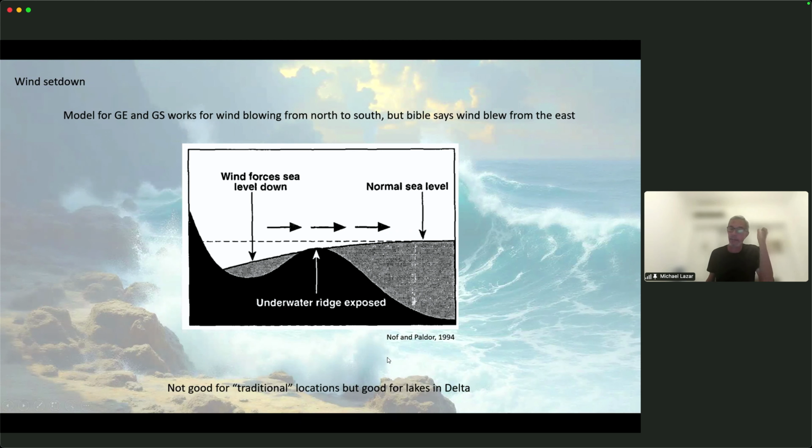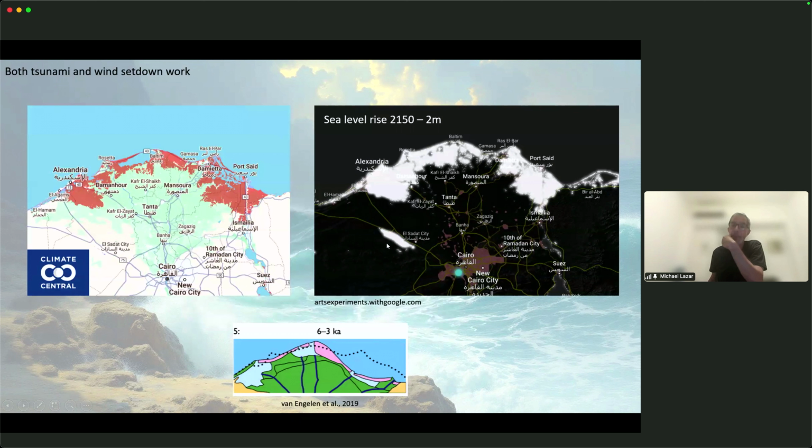This was modeled by Nof and Paldor in the 1990s for the Gulf of Eilat and the Gulf of Suez. They showed that such a wind setdown could only develop from a north-south blowing wind, but the Bible specifically says that the wind blew from the east. So it's not good for the traditional locations, but it is good for the lakes in the delta. And here we come to that 2-meter number that I said before.